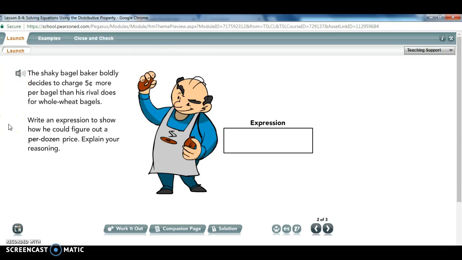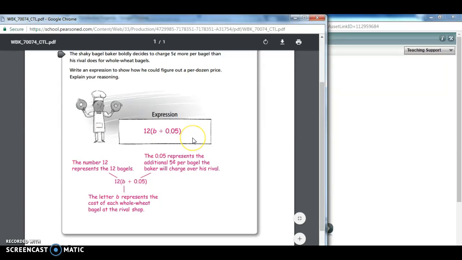The shaky bagel baker boldly decides to charge 5 cents more per bagel than his rival does for whole wheat bagels. Write an expression to show how he could figure out a per dozen price. Explain your reasoning. Here's a possible expression that you could use and the reasoning behind it. You can pause the video and read through this for a better understanding.